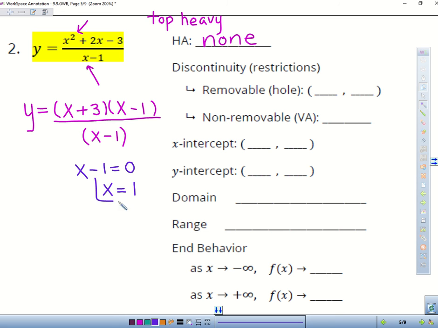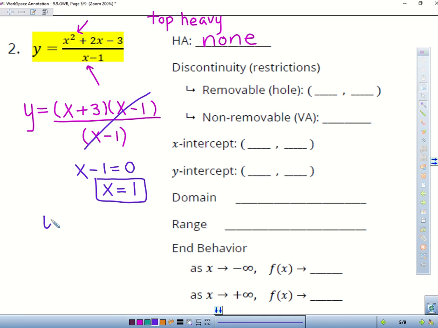And we're going to hold on to this because we don't know yet if this is removable or non-removable. But shouldn't it be? Because there's something to cancel it out. Exactly. So we found our restriction. Now we're going to determine if it is removable. And does everybody see how this one is removable? Do you all see that?